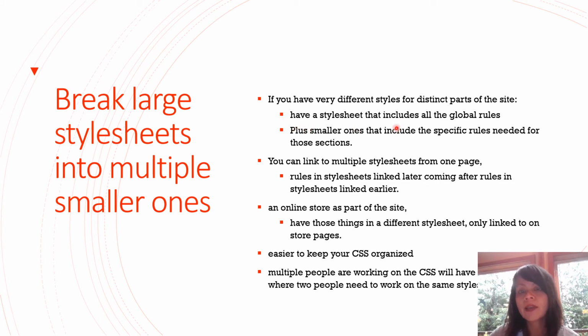Okay, so have a style sheet that includes all the global rules, and then have smaller ones that include the specific rules needed for those different sections. You can link to multiple style sheets from one page. Okay, you can link to more than one style sheet.